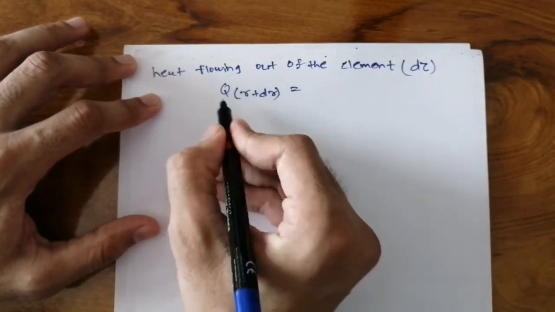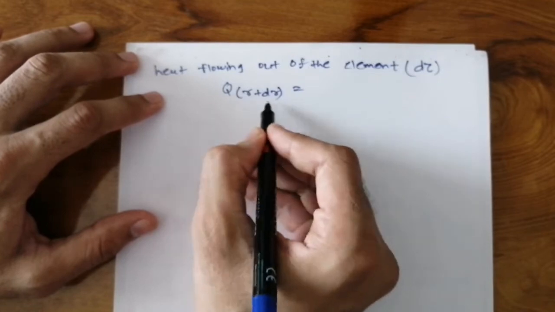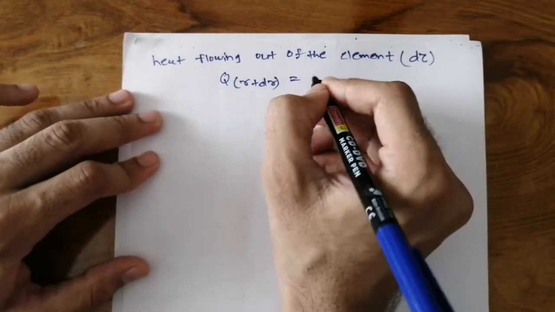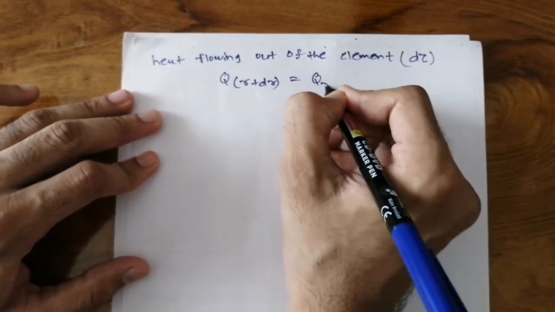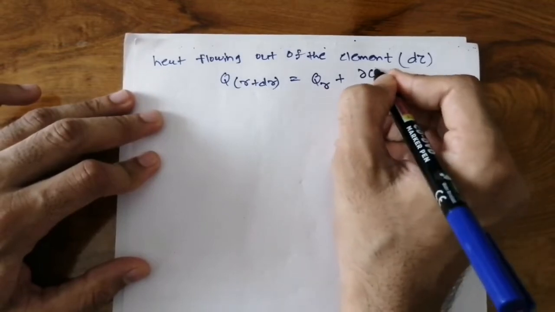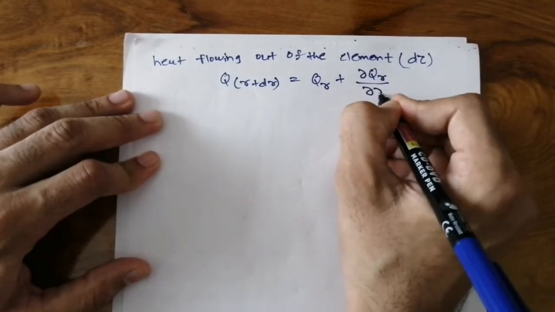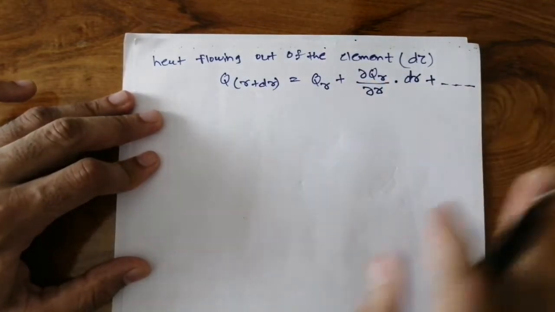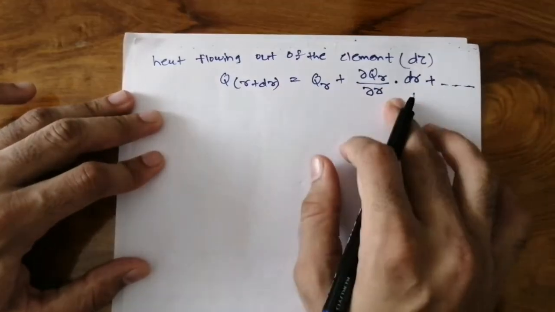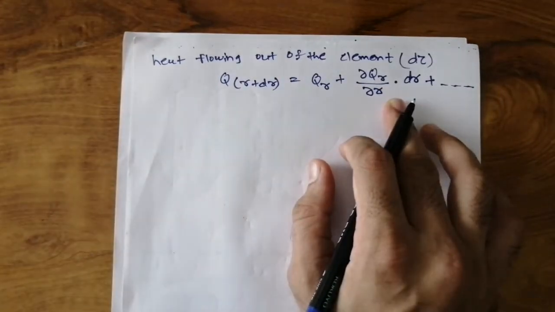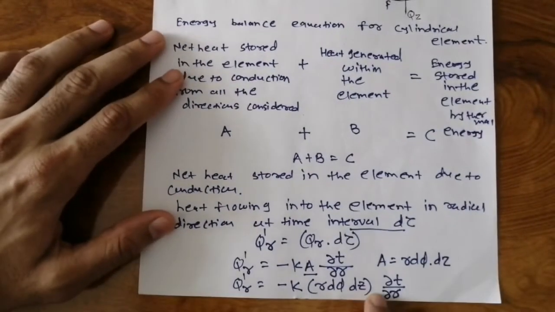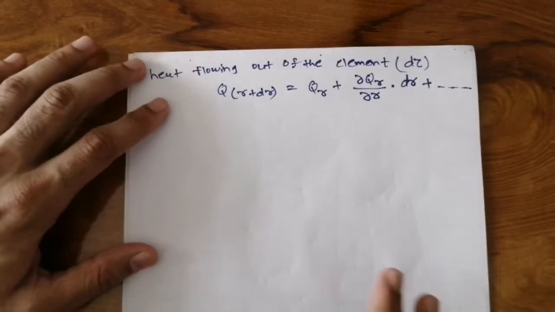Over. So now first of all we are going to expand this equation QR plus dr. According to Taylor expansion, it is QR plus del QR divided by del r into dr, plus higher terms, but we are neglecting the higher terms. That is your energy out equation in radial direction, and that is your energy in equation in radial direction. So now heat balance will be considered in radial direction. So how should we consider it?